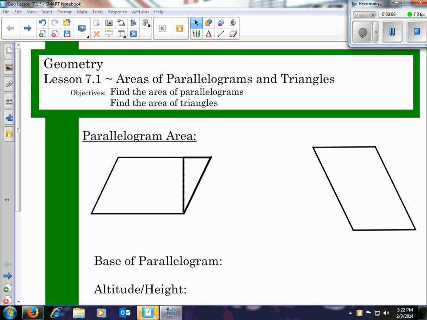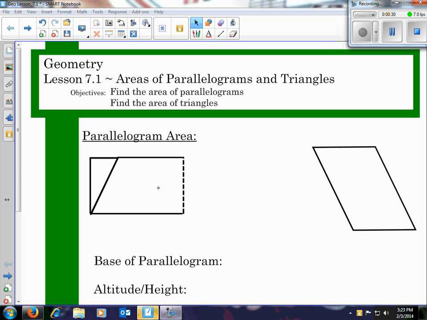Today we're going to do areas of parallelograms and triangles. Now the first thing I want you to do is notice that this is a parallelogram, and I'm going to take this right triangle right here and I'm going to cut it off and put it on this side. Now watch, once I connect this, it now makes what shape?